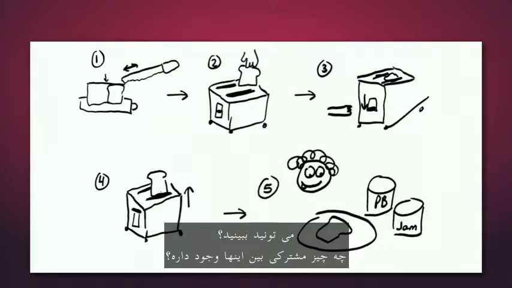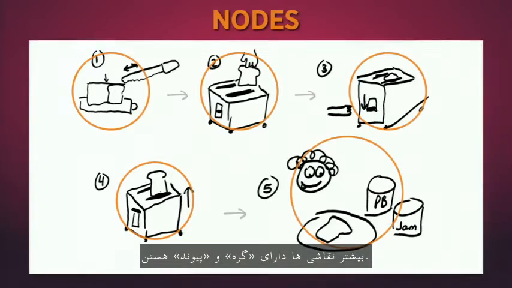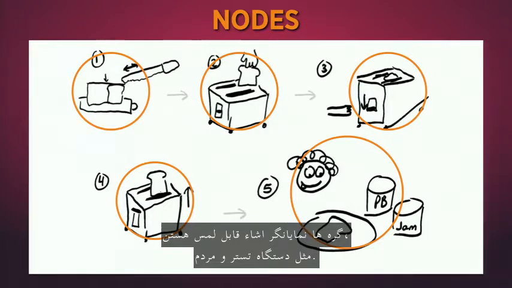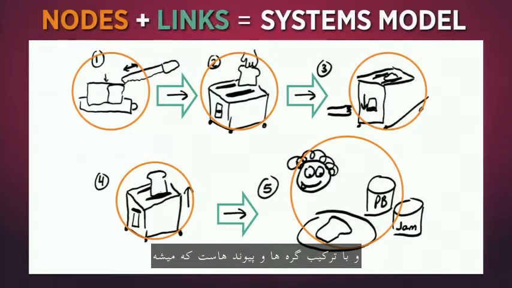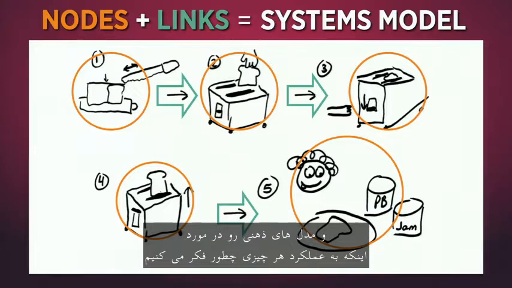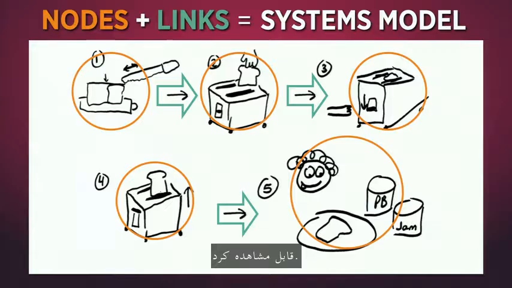Do you see it? What's common about these? So most drawings have nodes and links. So nodes represent the tangible objects like the toaster and people, and links represent the connections between the nodes. And it's the combination of links and nodes that produces a full systems model. And it makes our private mental models visible about how we think something works. So that's the value of these things.